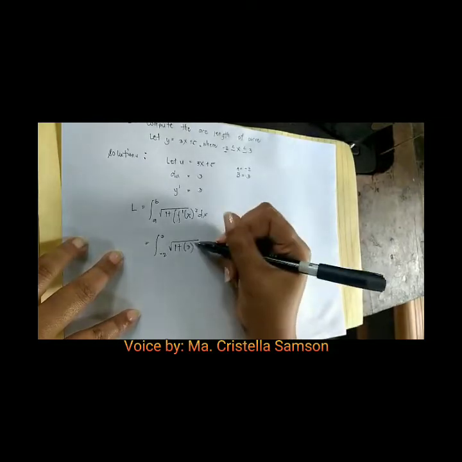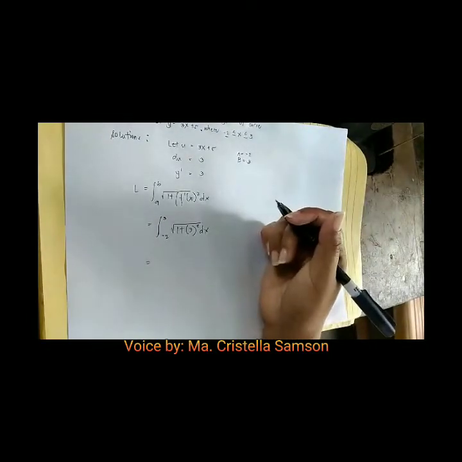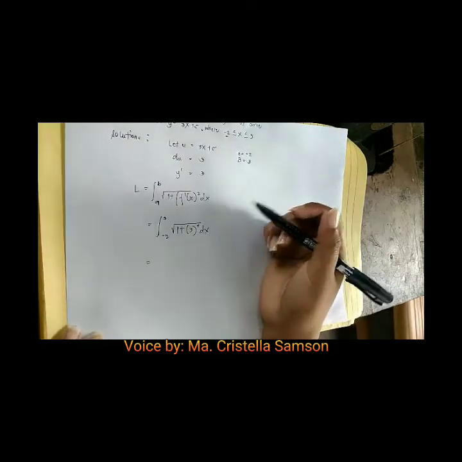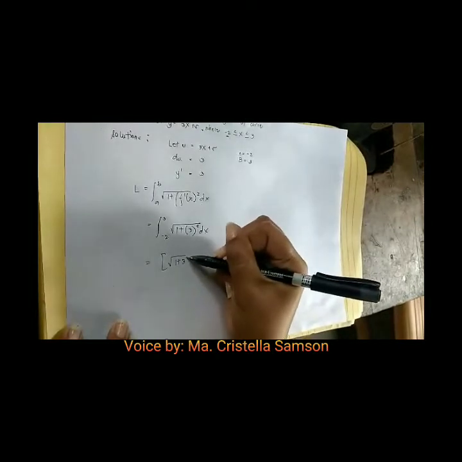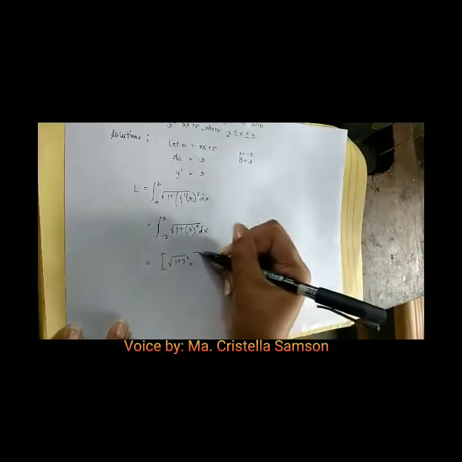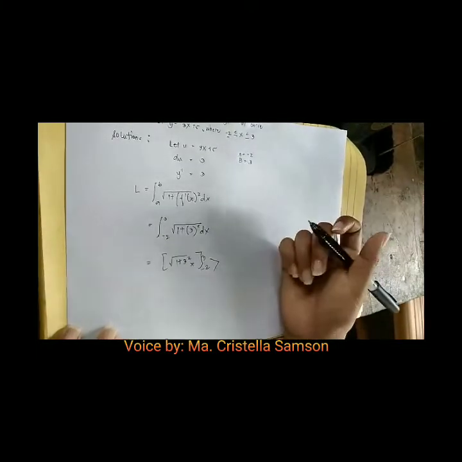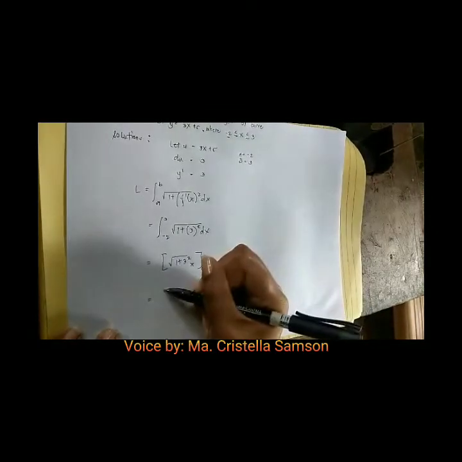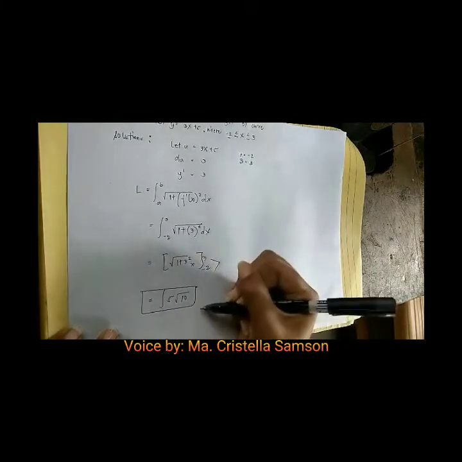y prime is 3 squared, and by that we use the integral of a constant. So the square root of 1 plus 3 squared, x from 3 to negative 2. Compute the boundaries. So here's the final answer: 5 square root of 10.